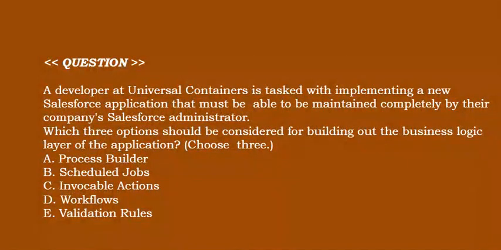Choose three options. Option A, Process Builder. Option B, Scheduled Jobs. Option C, Invocable Actions. Option D, Workflows. Option E, Validation Rules. Correct answer is option A, D and option E.